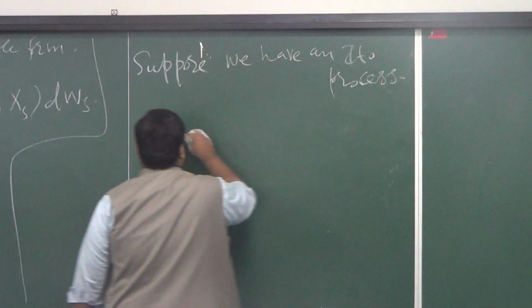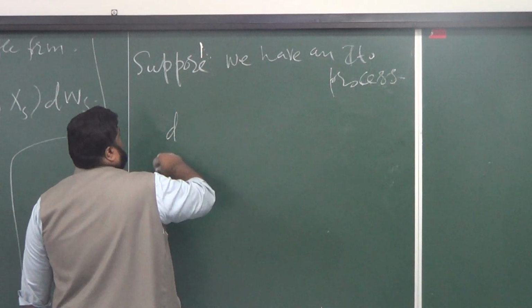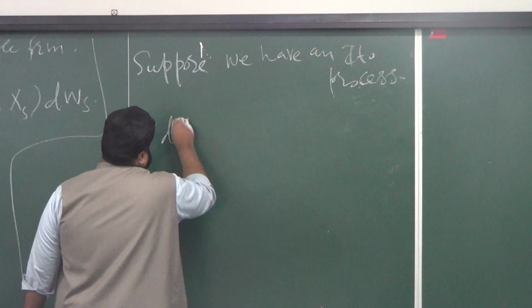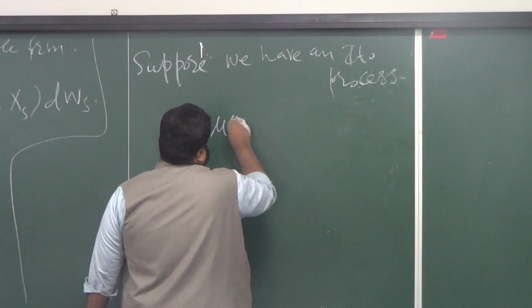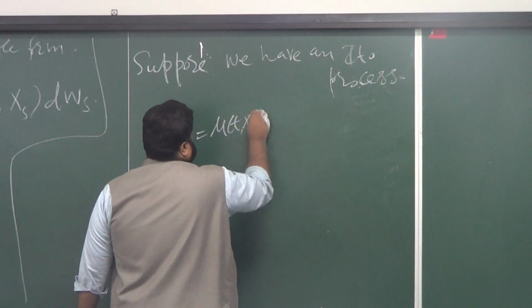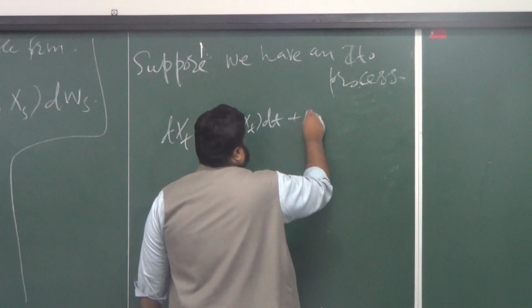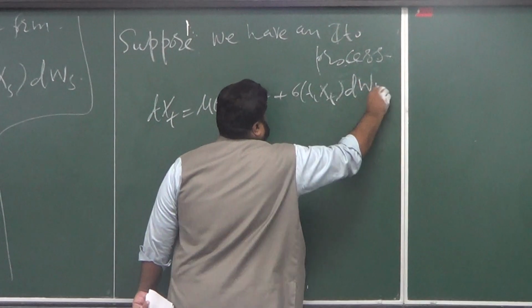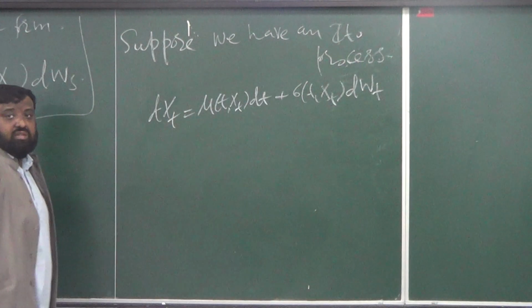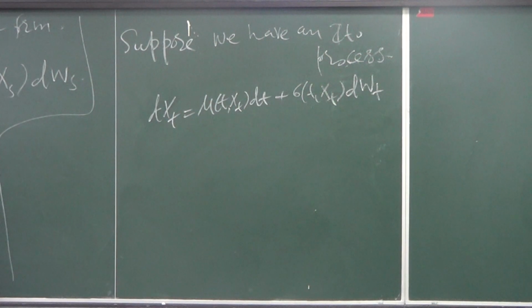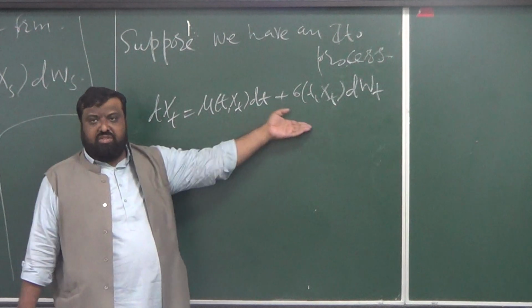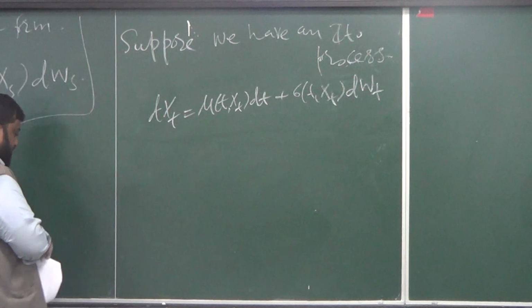I have an Ito process, in other words a process X_t that satisfies dX_t = μ(t, X_t) dt + σ(t, X_t) dW_t. So I have a particle, an object whose dynamics can be described by this differential equation.